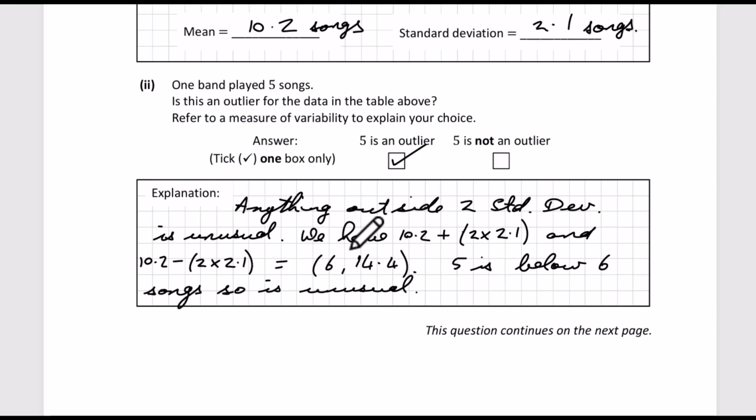So anything within these two values would be considered fairly normal, and anything outside these two values would be considered unusual. So we have between 6 songs and 14.4 songs. This person or this group sang or played 5 songs. So that is below 6, so it is considered unusual. So this would be my explanation here. Also, by the empirical rule, you should know that 95% of data lie between plus or minus 2 standard deviations of the mean. So only 5% would be outside that. So that could be another explanation.